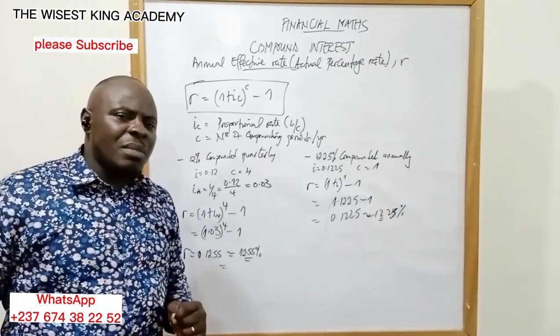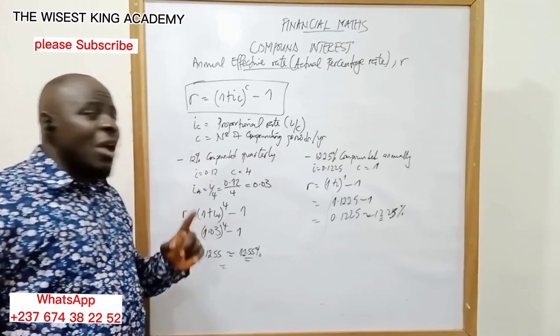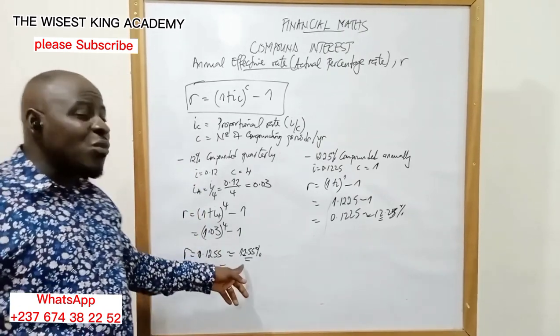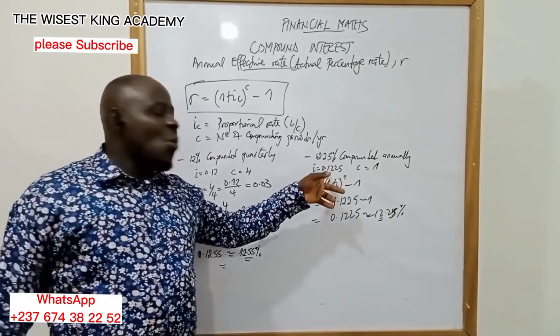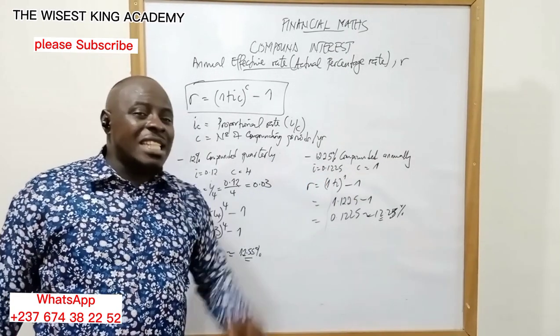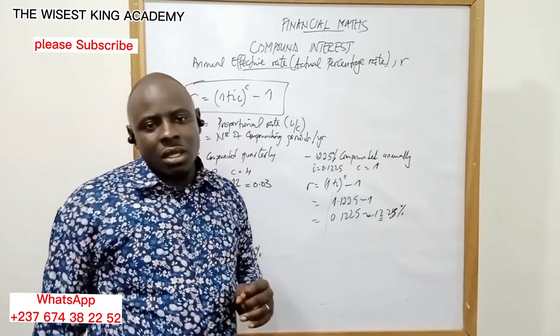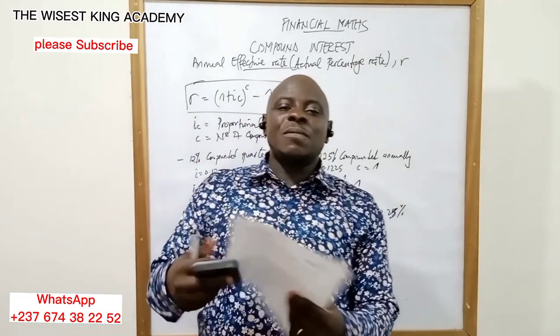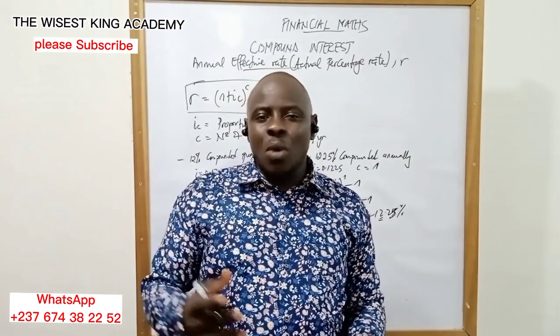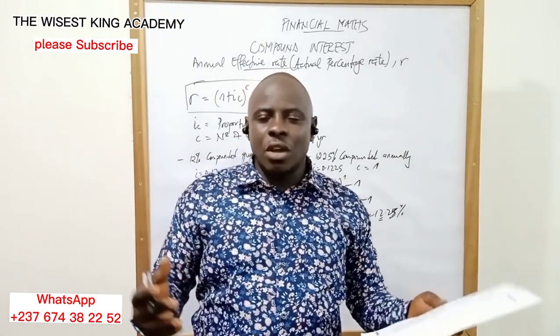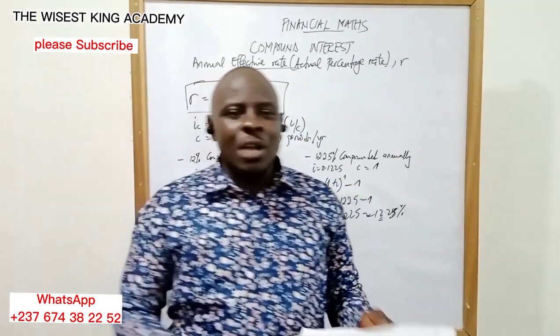Imagine you invest 1 million. At the end of 1 year, you're going to have 1,255,000 here. There, you are going to have 1,225,000, a difference of 30,000 francs. So annual effective rate is very, very useful, especially to those who borrow and lend money to or from various sources. So that's annual effective rate.